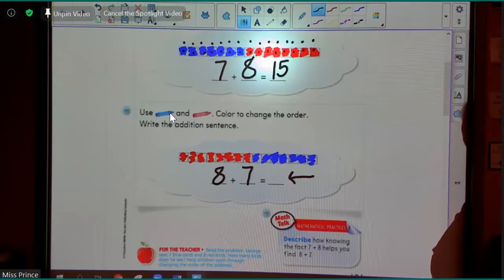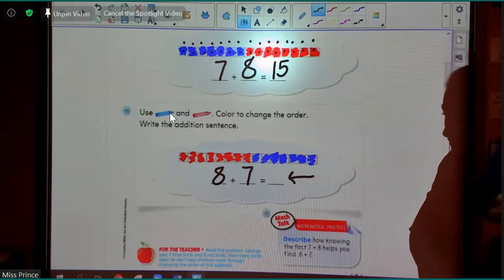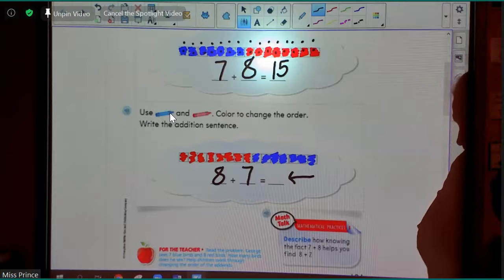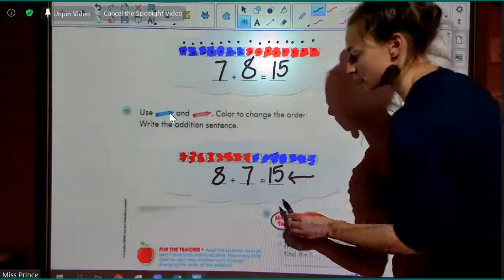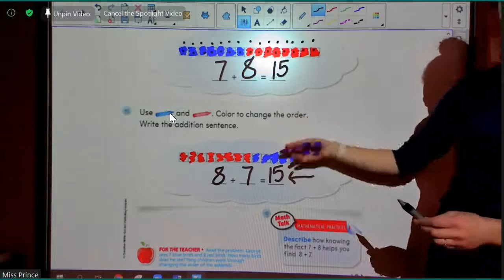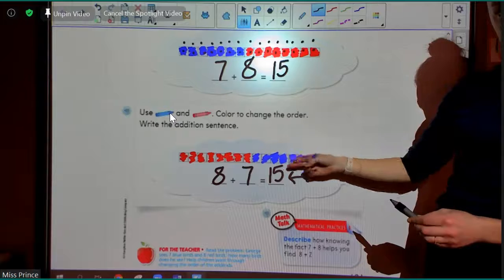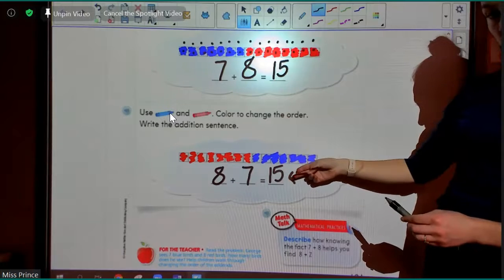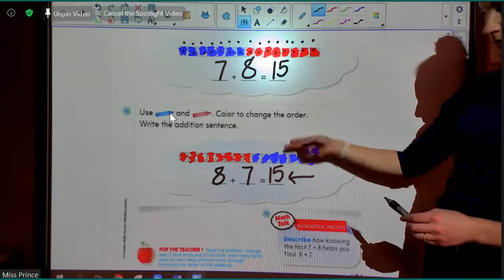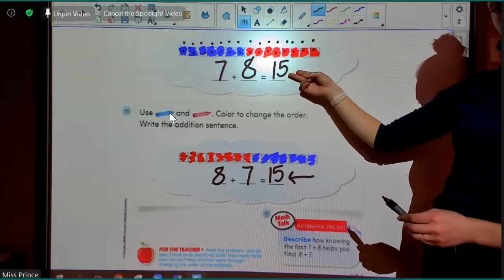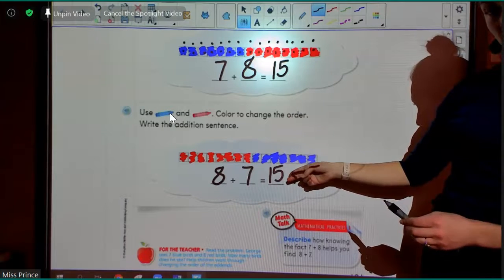One, two, three, 4, 5, 6, 7, 8, 9, 10, 11, 12, 13, 14, 15. Good job. Jose, did your answer change? Yes. 15 and 15, did it change? It did not change. So 15 and 15, they stayed the same.